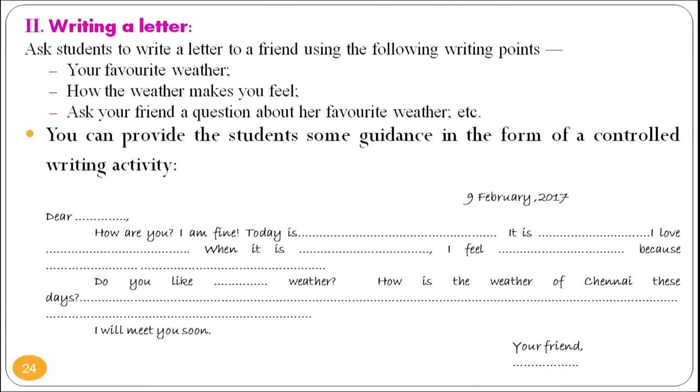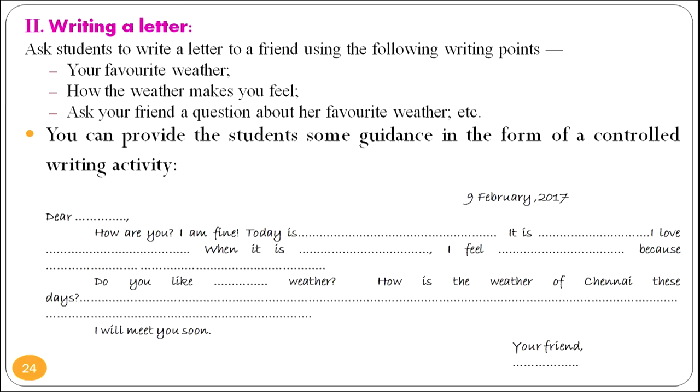Writing a letter. Ask students to write a letter to a friend using the following writing points: your favorite weather, how the weather makes you feel, ask your friend a question about her favorite weather, etc. You can provide the students some guidance in the form of a controlled writing activity. As you can see in this activity here, the guiding points are there.